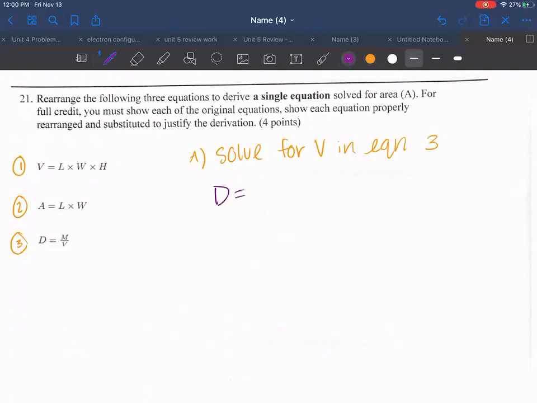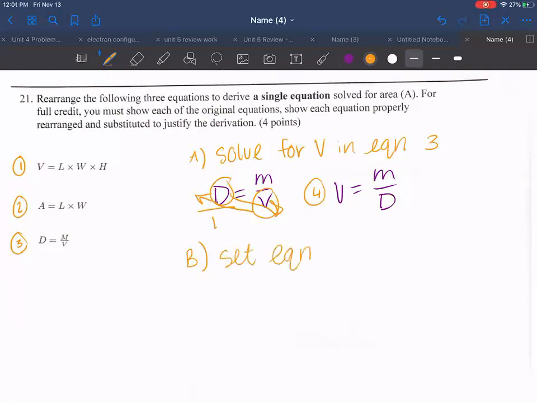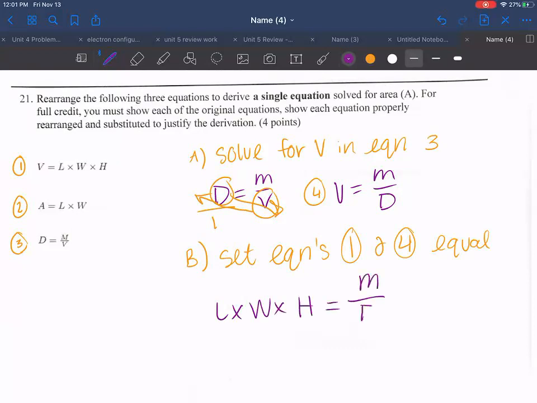So if we have density is equal to mass over volume, seen this a million times now, volume goes up to the top, density goes to the bottom, both on opposite sides. We get that volume is equal to mass over density. I now call this equation 4. This is a new equation. Step B. I set equations 1 and 4 equal to each other. So then I have length times width times height is equal to m over d.